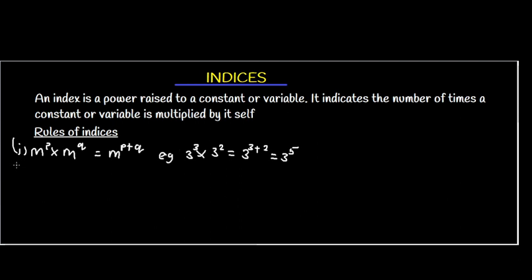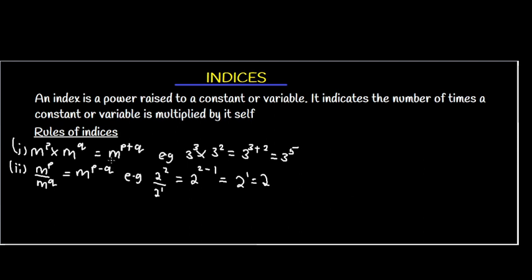Let's talk about another rule, which is number 2. Provided you have a number m to power p, divided by m to power q, this is the same as m to power p minus q, alright, like that. For example, we can have 2 to power 2 over 2 to power 1. This is the same as 2 to power 2 minus 1, which is 2 to power 1, which is 2. Alright, so that has been our second rule.